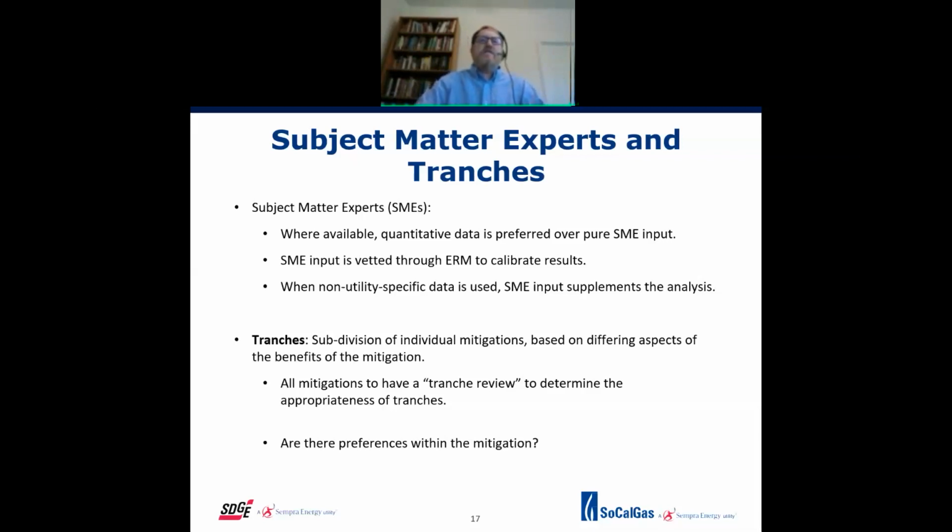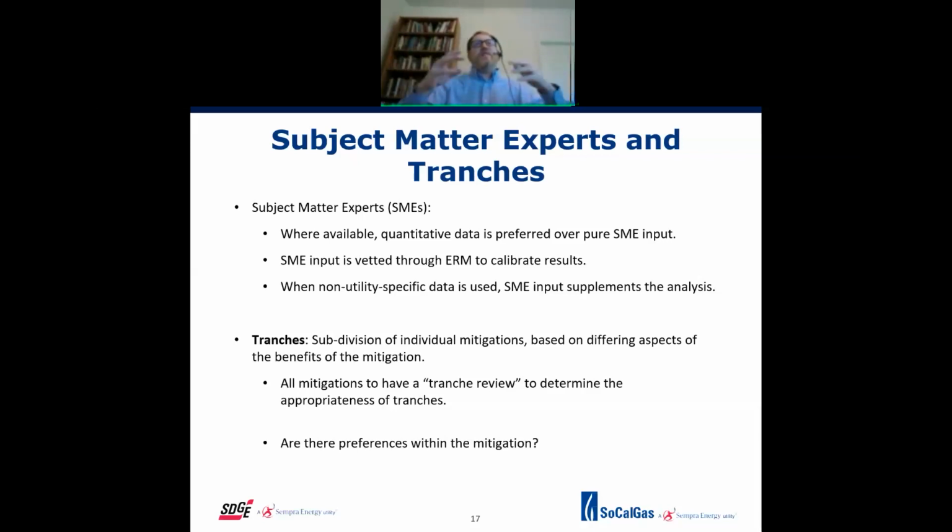And then the tranches is a subdivision of, from one aspect, a subdivision of assets, but when you get it down to the mitigation level, it's easier to talk about it from a mitigation standpoint. So for example, I'll give an example. Maybe one of our activities is to replace fuses. A tranche is, well, does the company think that all fuses are the same, right?